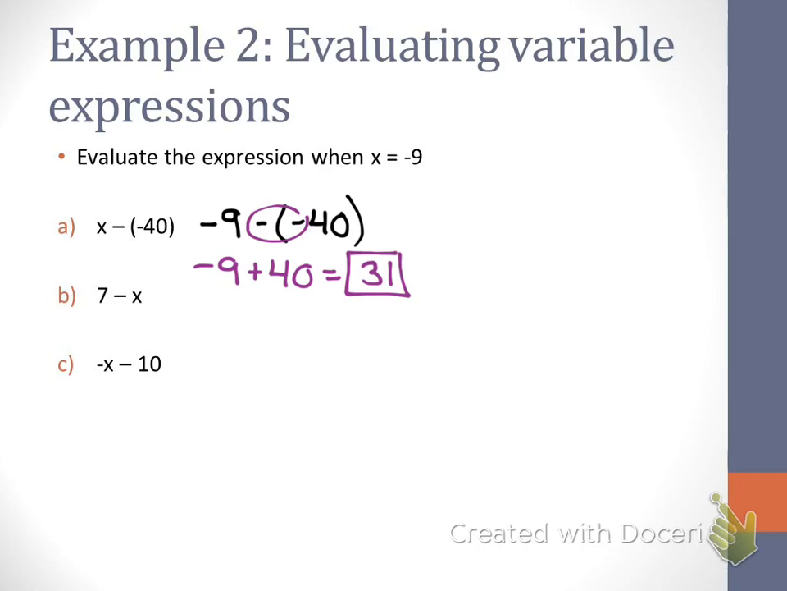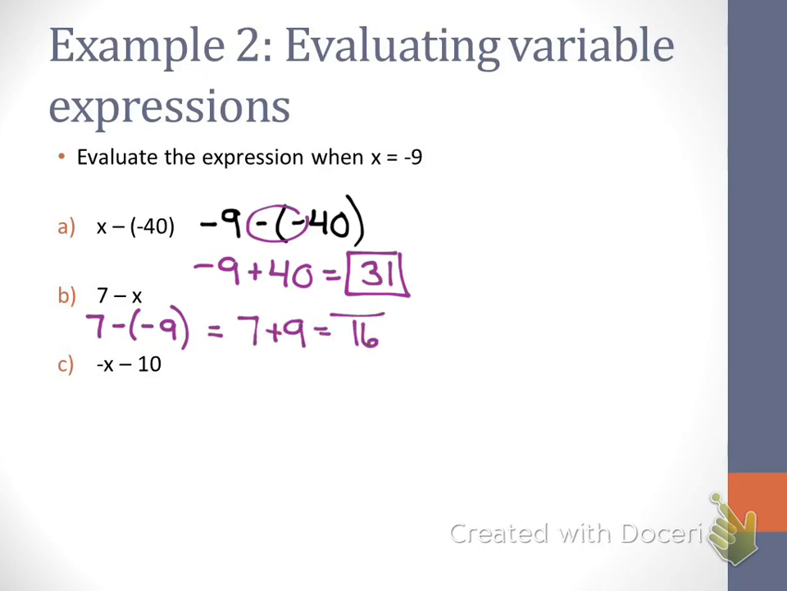All right, now let's look at B. B is a little different. 7 minus is already part of the original expression. Now I need to plug in a -9. Well, when I plug in a -9 and I'm already subtracting, what does that turn into? It turns into a double negative, so it's going to be 7 plus 9, which is 16.